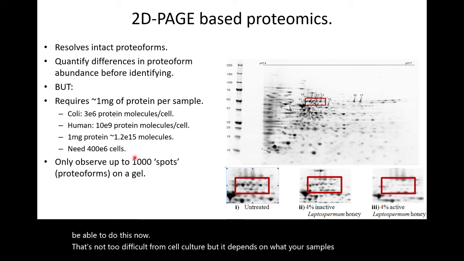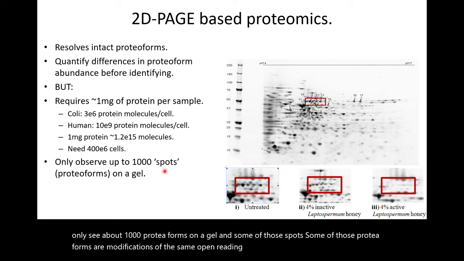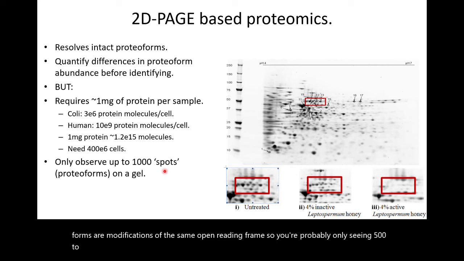You typically only see about 1,000 proteoforms on a gel, and some of those spots, some of those proteoforms, are modifications of the same open reading frame. So you're probably only seeing 500 to 600 open reading frames, but you're resolving the proteoforms out.